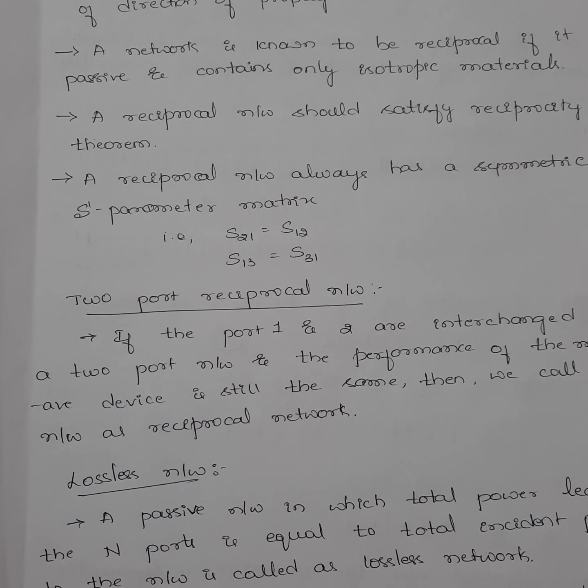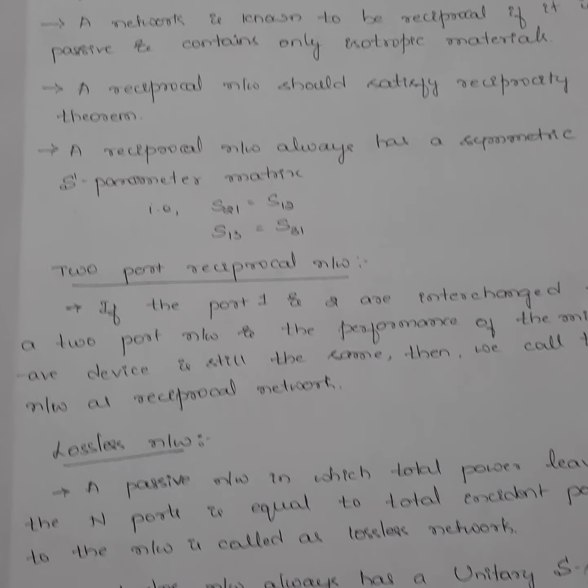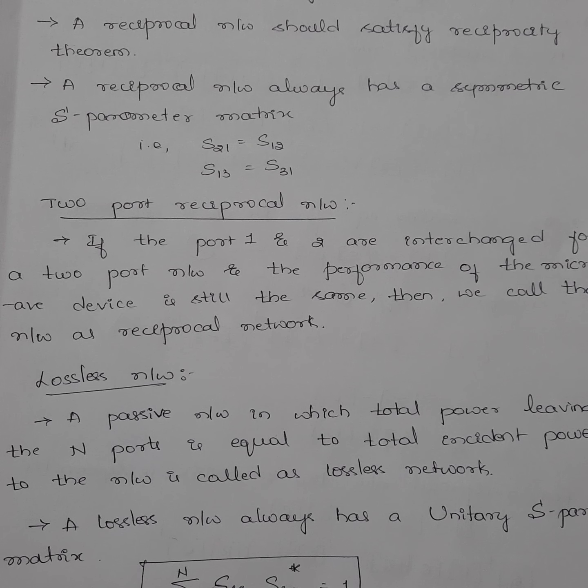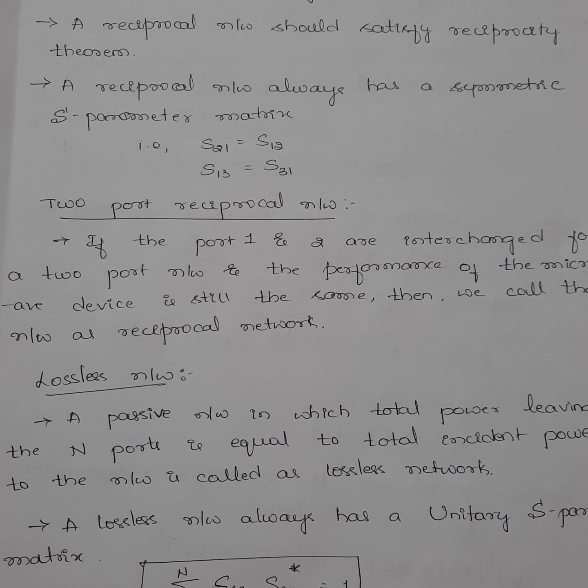then we call that network a reciprocal network. Lossless network means a passive network in which total power leaving the end ports is equal to total incident power to the network. Okay, if we consider a passive network, there the total power leaving the inputs should be equal to the total power incident to the network.